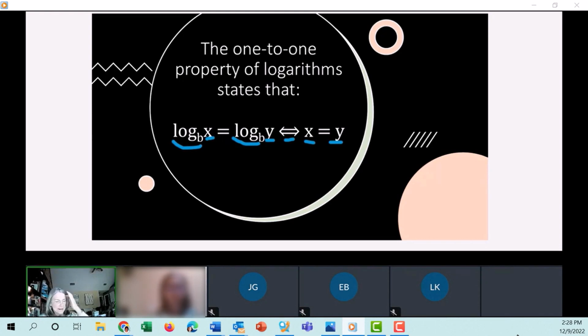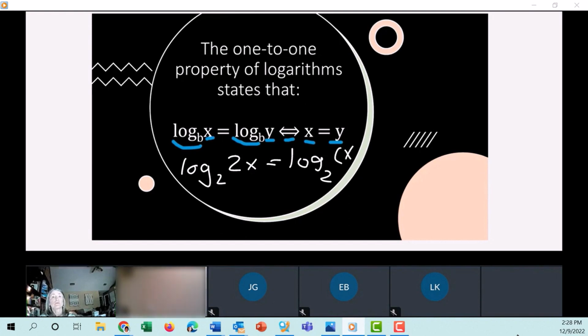Let's put the example log base 2 of x. So let's replace b with the number 2, and let's replace the x with an expression, 2x, and then equals log base 2, we have to have the same base for this to work, of x plus 7. All right, what's the equation that I can set up using the property of logarithms? Either on the mic or in the chat, type out the equation I can set up. So we basically cross this out, and what's the equation that's left?